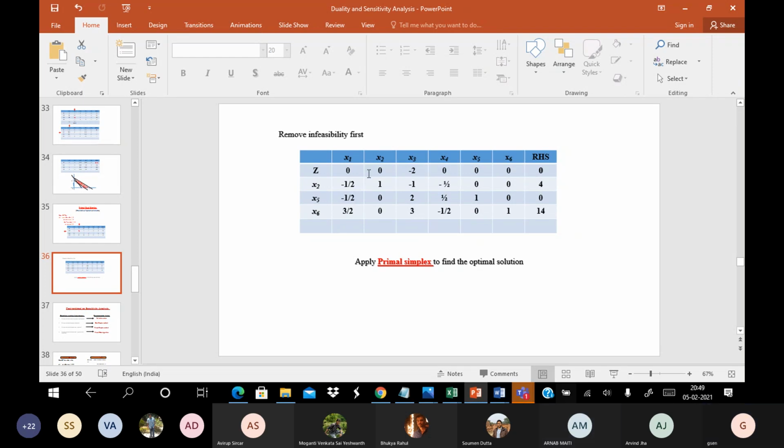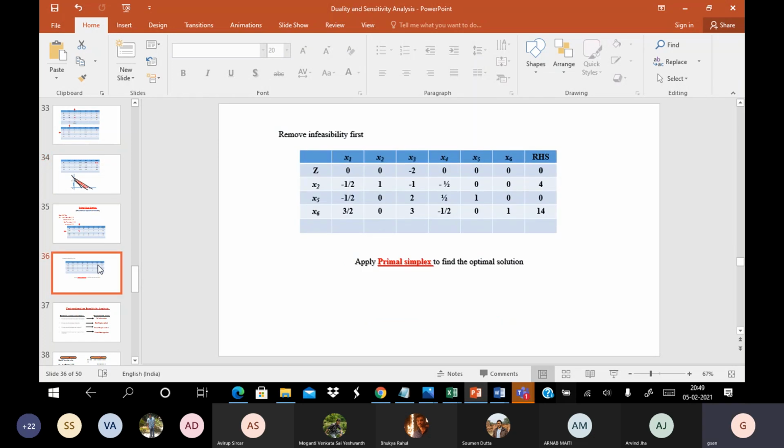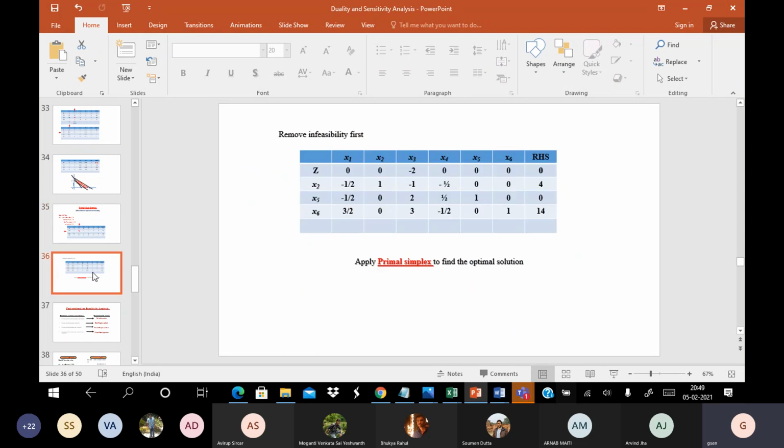Yes, sir. And I think for this problem, this was the solution, 21/5. Okay, by applying primal simplex, we check. This one was max. Okay, so just apply the primal simplex and tell me what is the solution here. That was for other problem. Can you apply primal simplex and give me the optimal solution?